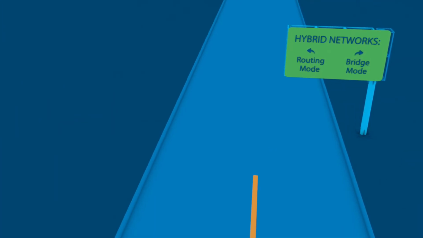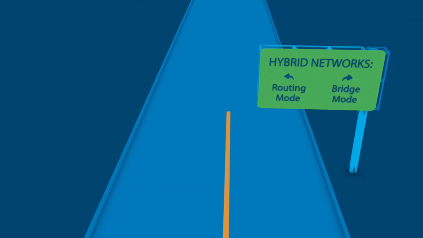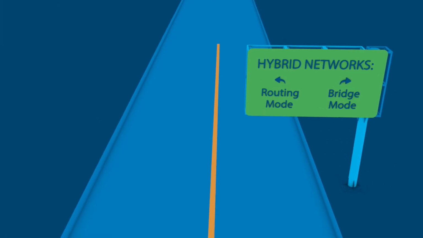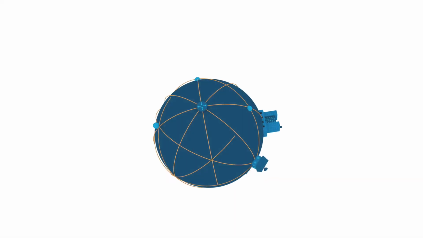Better yet, you can operate hybrid networks where you run some traffic in routing mode and the rest in bridge mode over the same physical network. And you keep all the same optimizations and quality of service you rely upon from iDirect. Suddenly, new opportunities to serve customers begin to emerge.